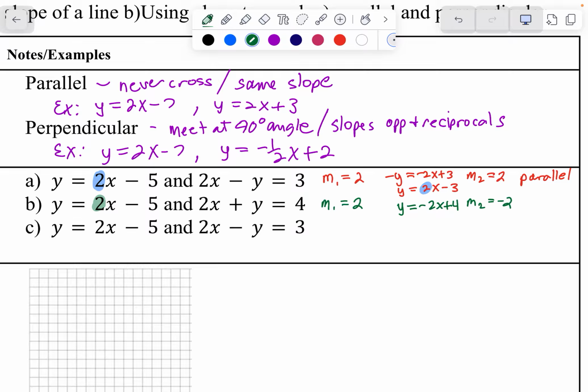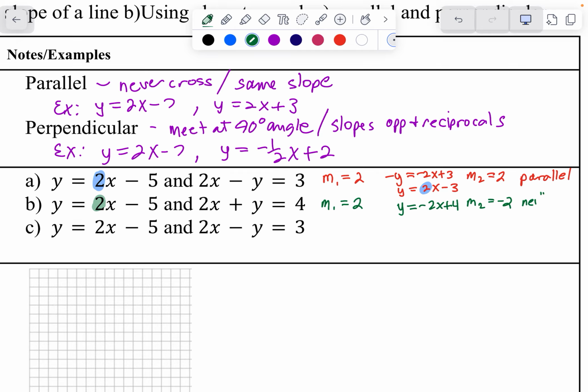So what I always ask myself when I'm doing a problem like this is, do they match? Are they perfect matches? No. So they're not parallel. Now, is one positive and one negative? Yes. So that's good. But if you multiply those, do you get negative 1? No. You get negative 4. So they have to be reciprocals of one another. One has to be positive and one has to be negative. Doesn't matter which. And so this is neither.